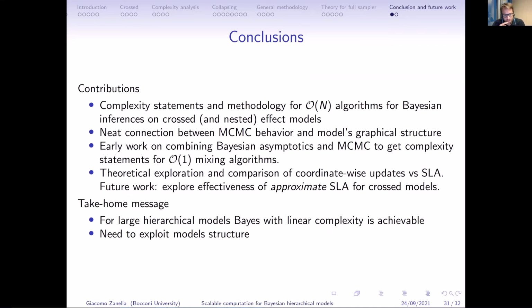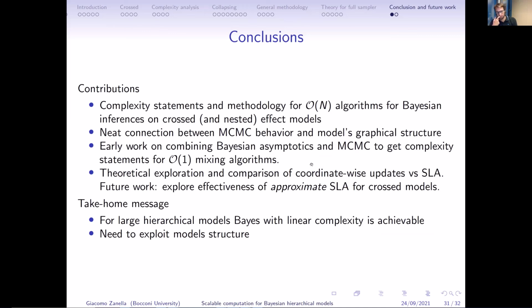Especially the last part is relevant for nested. In doing so, we have a neat connection between MCMC behavior and the graphical structure of the model through the random walk. And we have early work on using Bayesian asymptotics to prove order 1 mixing results for complexity of MCMC, which I believe is a strategy that could be applied much more generally.